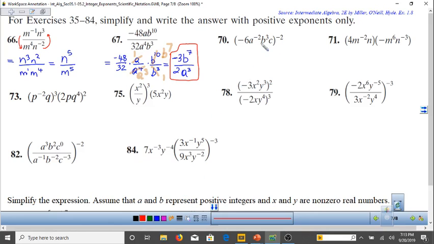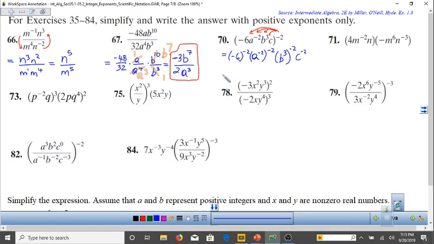Now, once again, a question like number 70 could be done multiple ways. The method I'm going to choose to use here is to distribute the exponent first. And I'm not saying my way is the best way, but this is one of the ways it could be done. So when I do that now, I have negative 6 to the power negative 2, a to the negative 2 to the power negative 2, and then b cubed to the power negative 2, and then c to the negative 2.